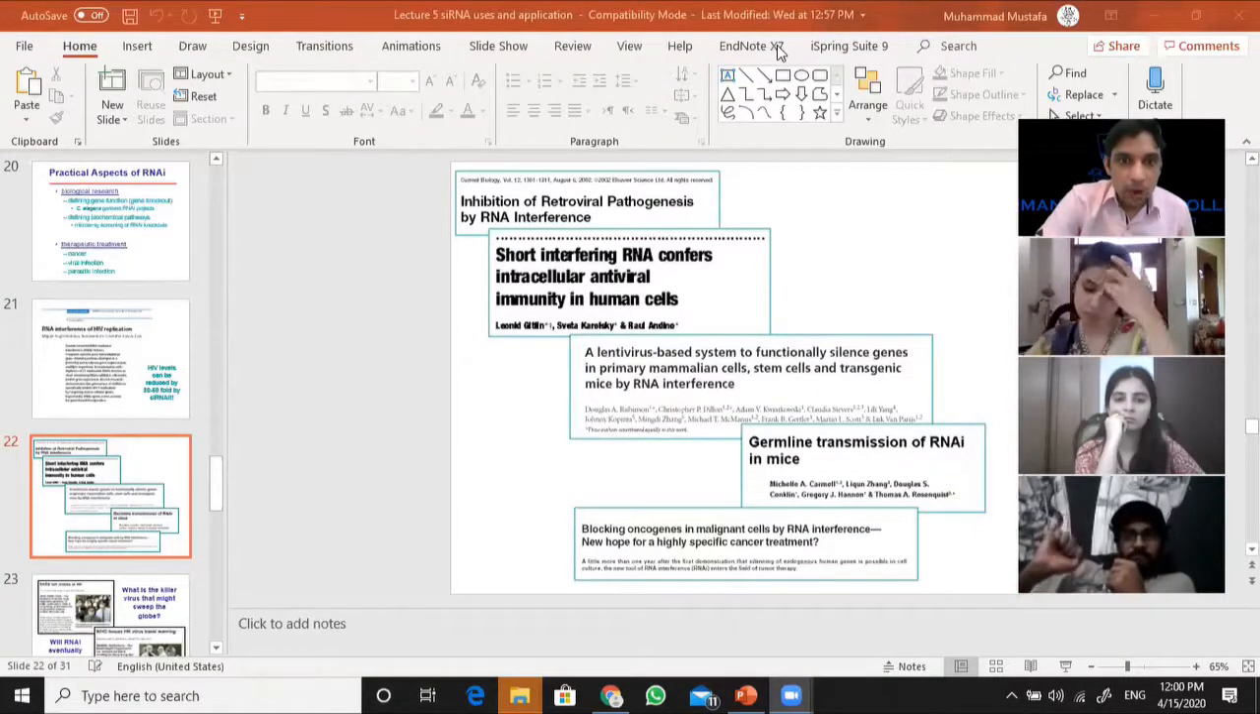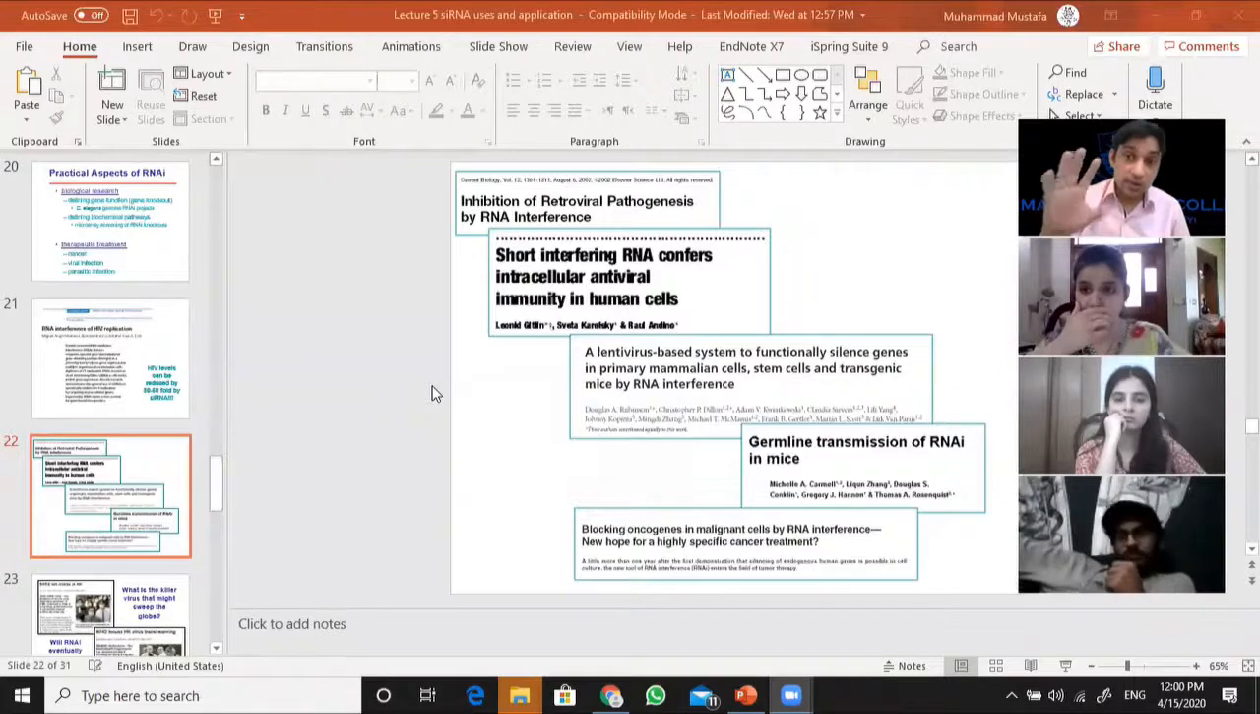I wanted to ask how the cell reverts the RNAi mechanism. Are there other regulatory proteins involved in this? Okay, it's a good question, Raiha. How does the cell get rid of this? If the RNA interference molecules are there, they will go and silence the function of a particular gene.